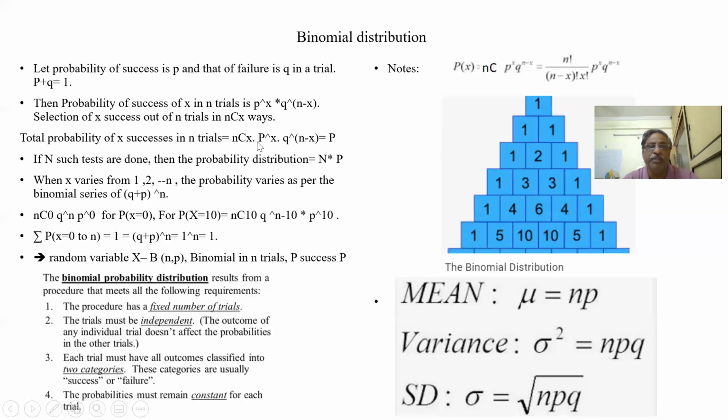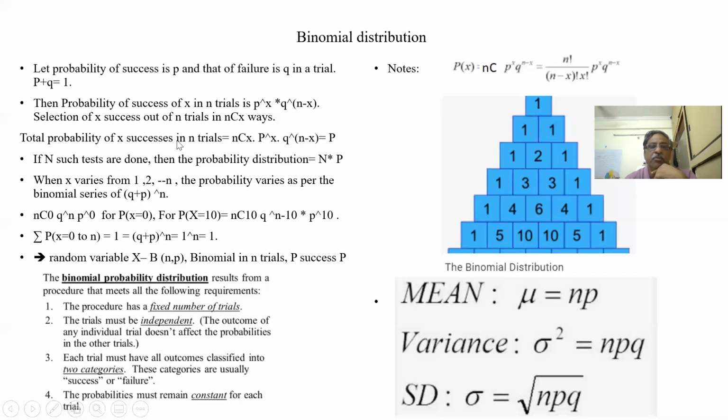All of this is nCx into p to the power of x into q to the power of n minus x. Suppose x is 1. Then this is n into p into q to the power of n minus 1. Like that, for any x, if I want 1 success, 2 successes, 10 successes, x is a variable less than or equal to n. If I want all to be successful, it is nCn, which is 1, so p to the power of n into q to the power of 0. So p to the power of n is my all-success probability.